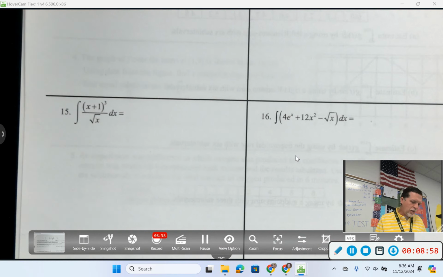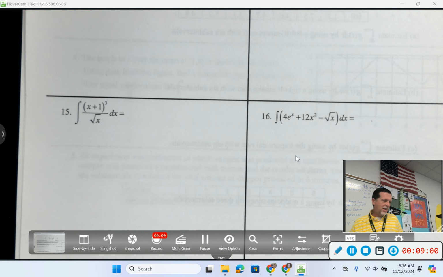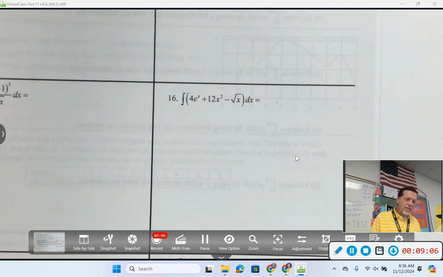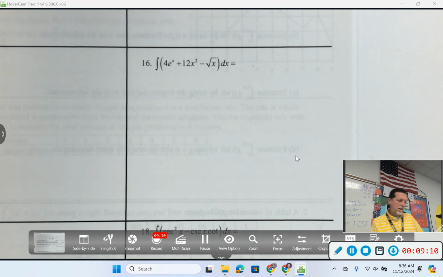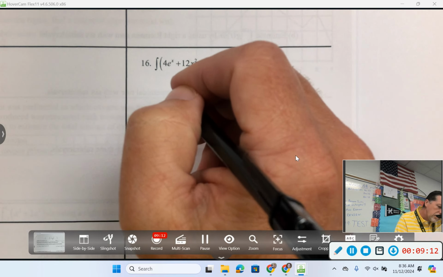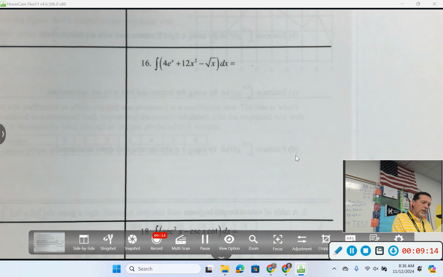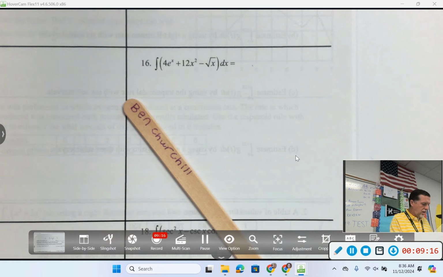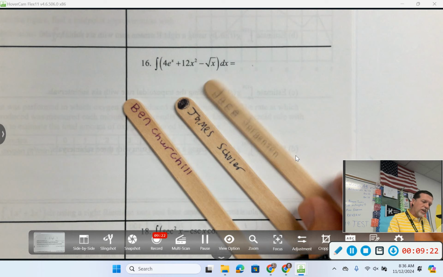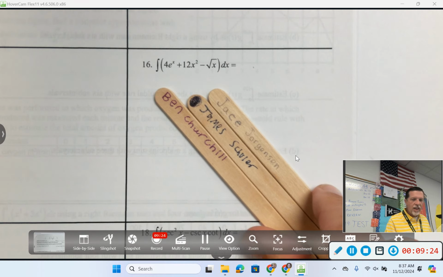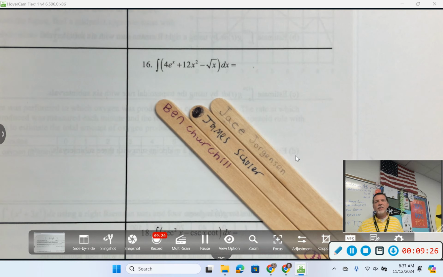Anything on this page you would like to see? Number 16. So we got some weird combination of things there. I say it's weird. I don't think it's too bad. We can ask Ben and James and Jace to help us out. I think we're ready to take antiderivatives.